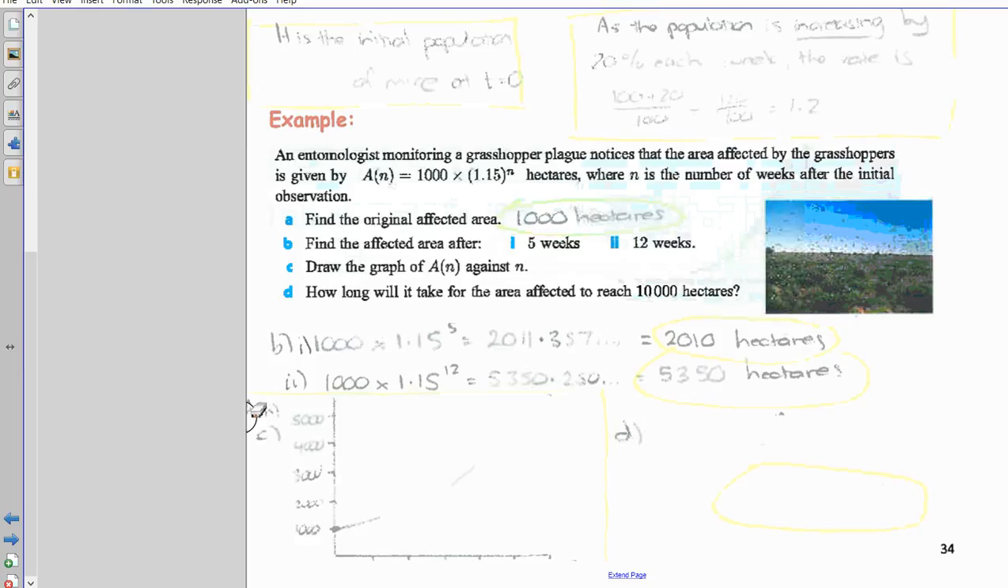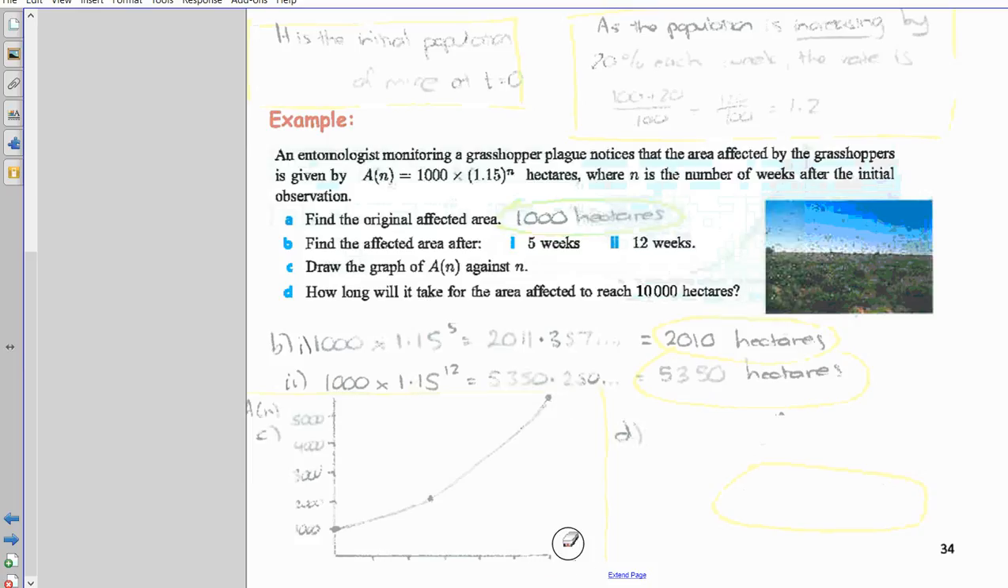And then if you plot at 0 and 1,000, plot at 5, is that about here? 5 and 2,010. Here are the 3 points: 5 and about 2,010, and 12 weeks and about 5,350. And then you just draw a smooth curve between all of that.